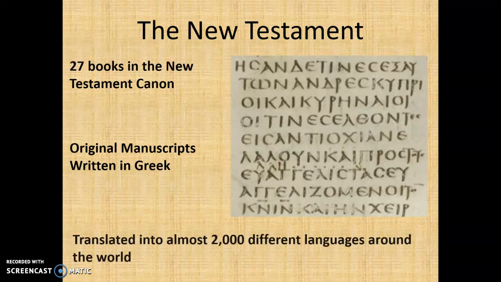General information about the New Testament. There are 27 books in the New Testament canon, and all of these books originally were written in the Greek language. We'll talk a little bit more later about why that is. You can see right here, this is ancient Greek. This was all capital letters, no spaces, so difficult for us to translate today, but this is what it would have looked like in the early and original manuscripts.